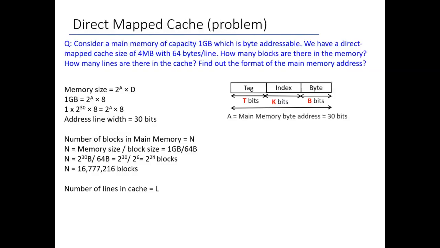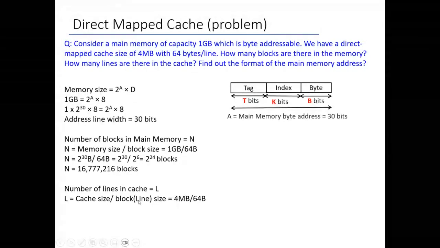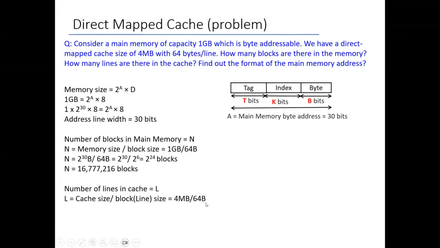Now we want to calculate the number of lines in a cache, the total number of lines. Please remember, it is the total number of lines in the cache. What is the total number of lines in the cache? It is actually S multiplied by A. So the total number of lines is calculated as the cache size divided by the line size. What is the cache size here? The cache size is 4 MB.